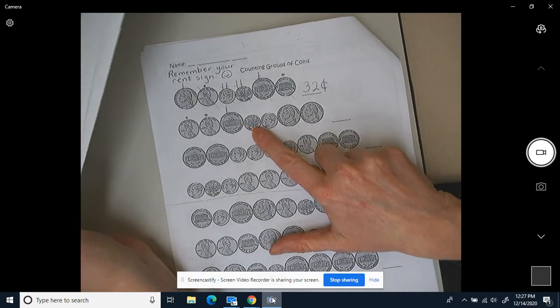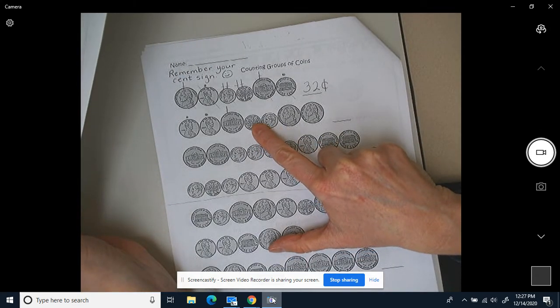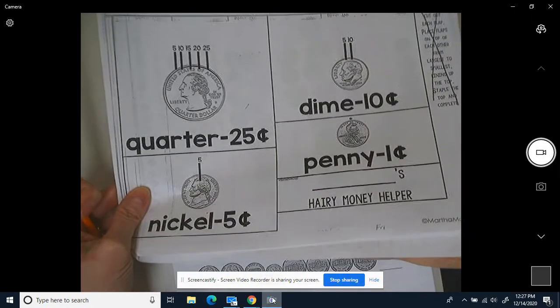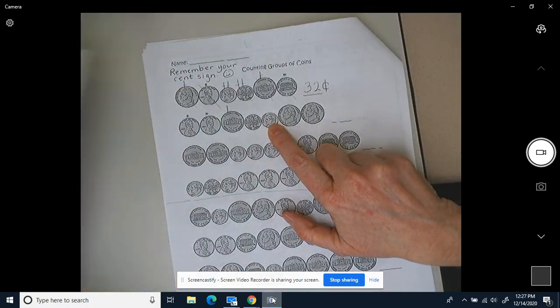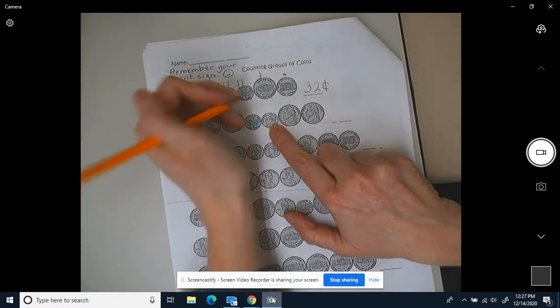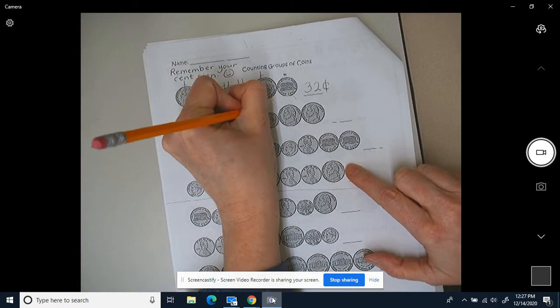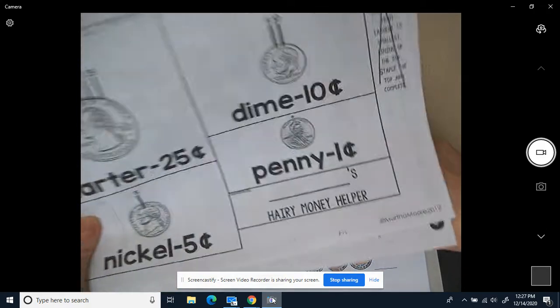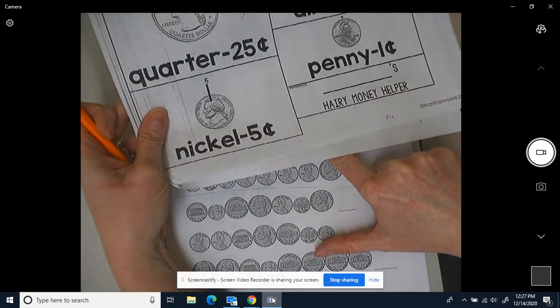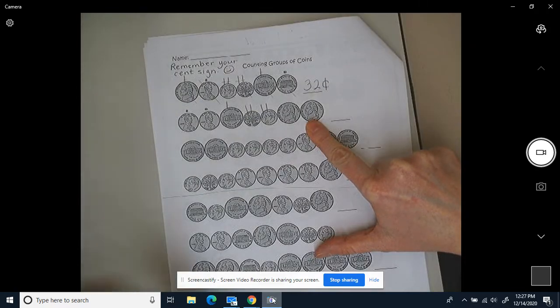What are these two coins? They're the same size, aren't they? There's the back, there's the front. What is it? A dime. They're both dimes. Dimes have 2 hairs. 5, 10. And then, what are those coins? Those are nickels, and nickels are worth 5.